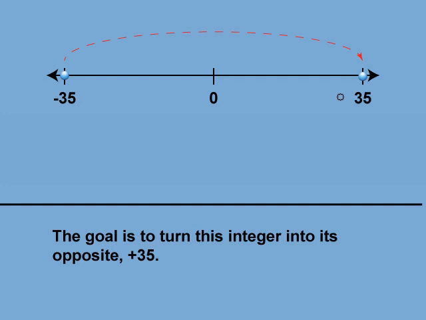To turn an integer into its opposite, multiply by -1. In this case, multiply -35 by -1. Multiplying a negative by a negative makes it positive. So this equation shows how to convert a $35 debit into a $35 credit. Let's look at another example.